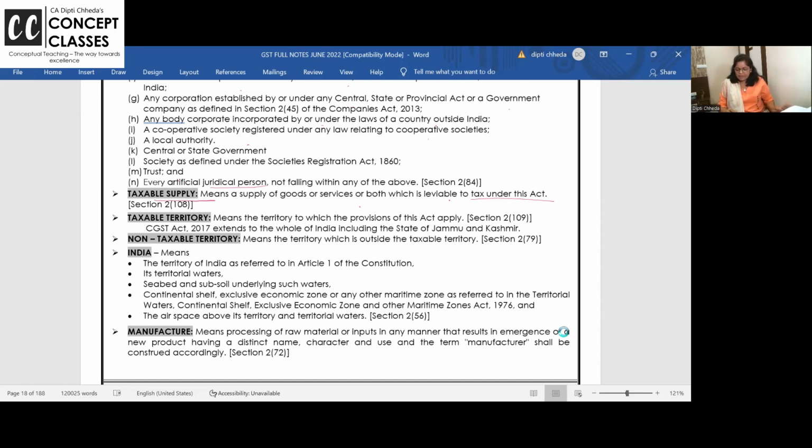Taxable territory. GST is chargeable to whole of India from 1st of July. Write this down, I want all of you to scribble. It's like the birth date of GST: 1st July 2017. Only in this state, 8th July. So Jammu and Kashmir took a little time. And now they have been divided into 2 union territories, but definitely GST is applicable in Jammu and Kashmir and Ladakh also. Non-taxable territory means territory which is outside the taxable territory.